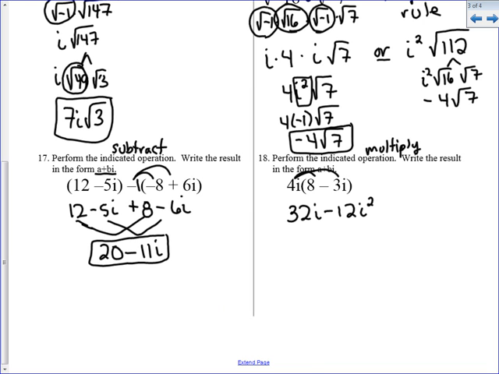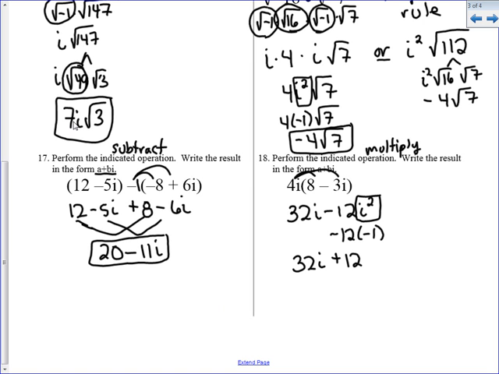Am I ready to box yet? No. So first thing, glaringly, i squared shouldn't be there. It shouldn't be in any of my final answers. So I'm going to multiply negative 12 by negative 1. So I have 12, so 32i plus 12.